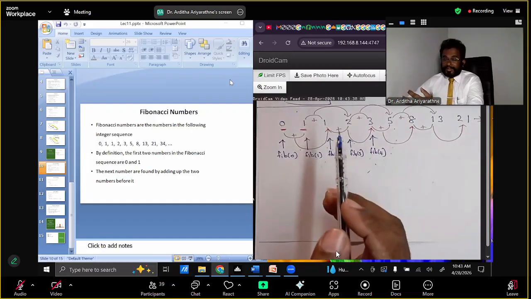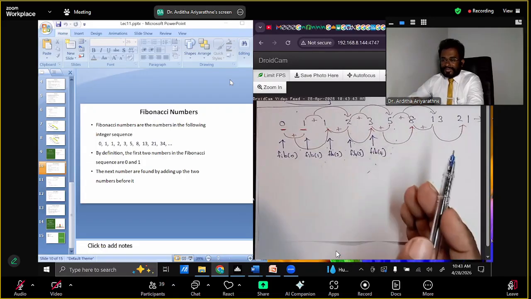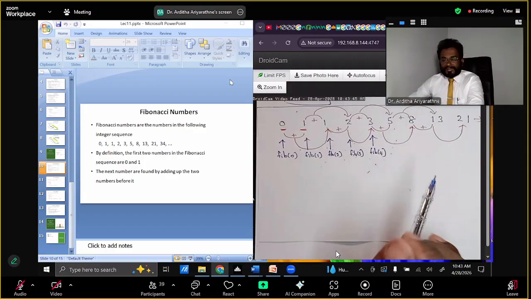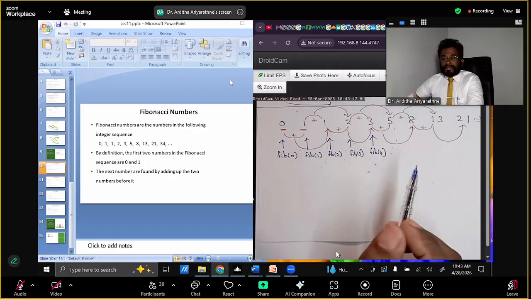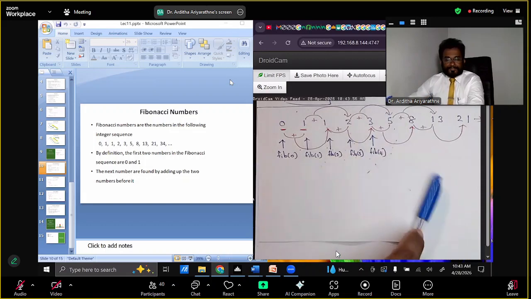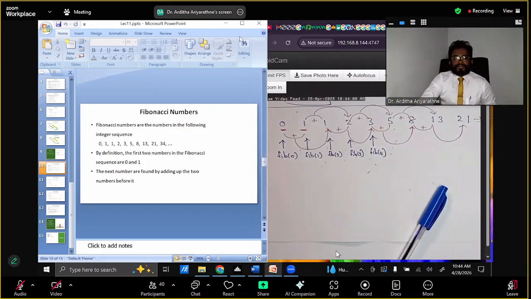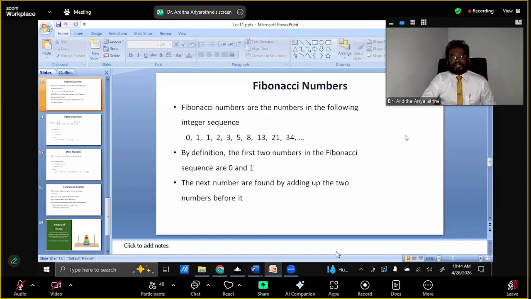If some person asks the early numbers, then we can give the answer. But what about if someone asks what is Fibonacci 20, what is Fibonacci 30, what is Fibonacci 50? So it's very difficult to give the answer. Then we can use our recursive option here.